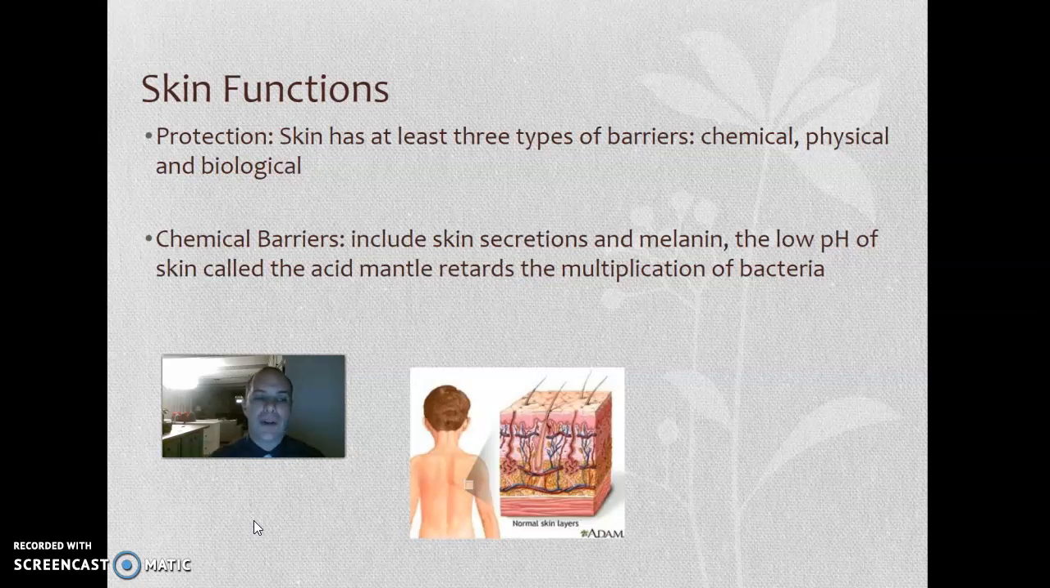The low pH of skin, called the acid mantle, prevents multiplication of bacteria. If that wasn't there, every time you get a cut, or every time your skin was open to anything, you get a pricker in your hand, you prick yourself with a pencil, some sort of laceration, you'd be infected with bacteria. This decreases or doesn't allow bacteria to multiply on our skin. It's a very good defense.